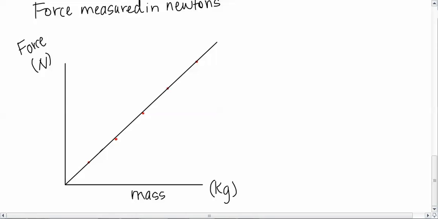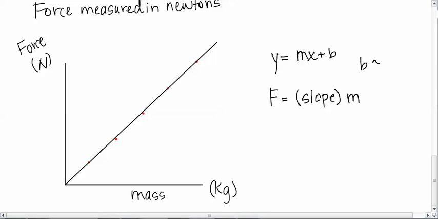Now, just like before, if y equals mx plus b from math class, the equation for a line, then our force is equal to, now I'm going to use the word slope here, the slope, because x is the mass, and I'm going to leave it as a little m, so I'm not trying to be confusing. And hopefully you've got a y-intercept that's really close to 0, so hopefully b is approximately 0.